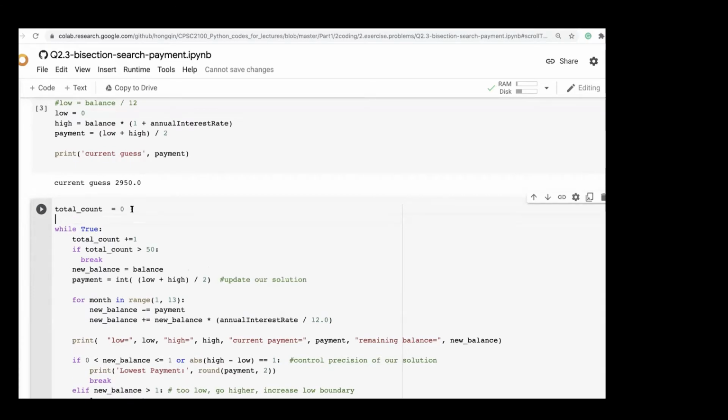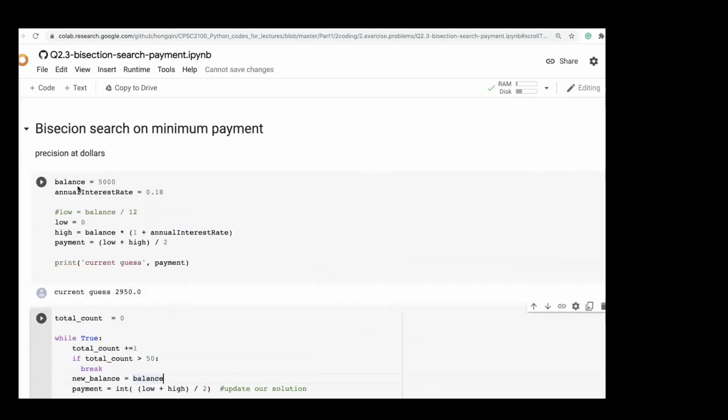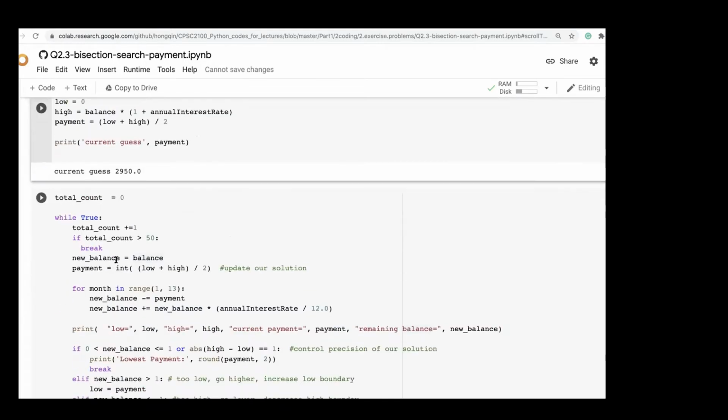For my implementation, I decided to give a total count. If I take more than 50 steps, empirically, it's probably something is not right. This is just my way to avoid an infinite loop. And because every time I'm going to change the balance, I assign the global balance to a local one. That way, I don't have to override the global variable every time.